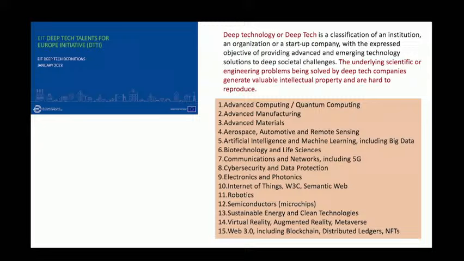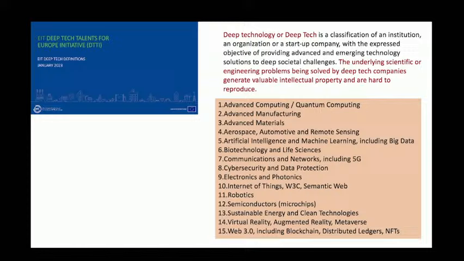And therefore, we are all responsible for establishing deep tech in the country, wherein our intellectual input goes into making devices like advanced computing, advanced manufacturing, advanced materials, automotive, remote sensing, artificial intelligence and machine learning, biotechnology and life sciences, communication networks, cybersecurity, electronics and photonics, Internet of Things, robotics, semiconductors, sustainable energy and clean technologies, virtual reality, and blockchain. Blockchain means how do you distribute the data and resources uniformly. And all of us have to work on these areas.